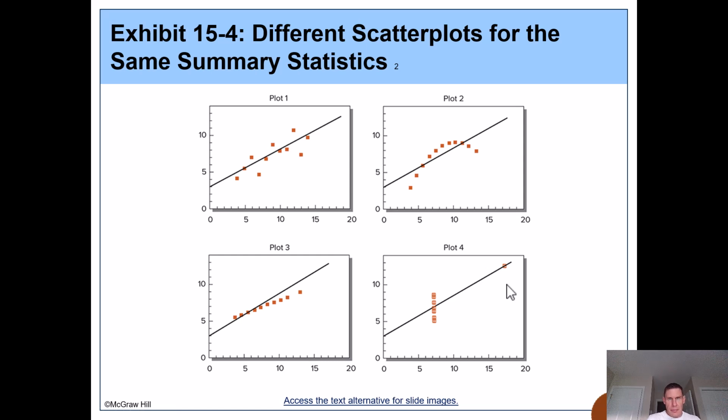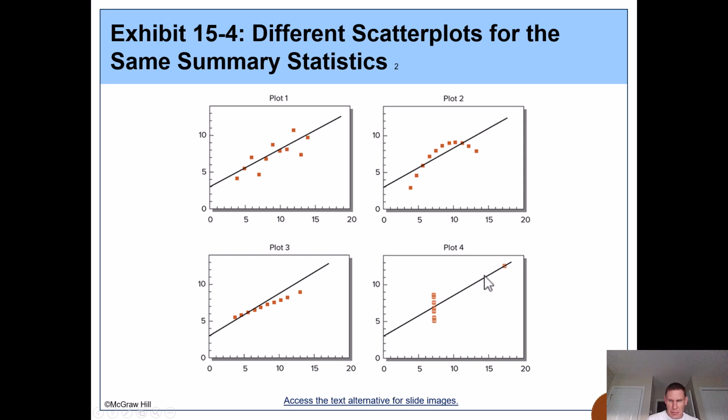And here we can see some scatter plots for the same kind of summary statistics. Again, we're basically just looking at how close the points are to the line. And by the way, we're looking at the vertical distance between the point and the line to really get an idea as to how strong the association is. So this one's a pretty good association. This one's reasonably good. This one's very good.